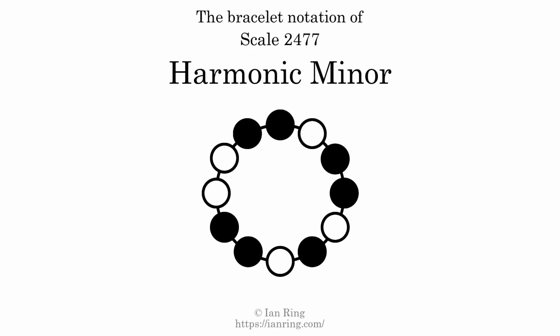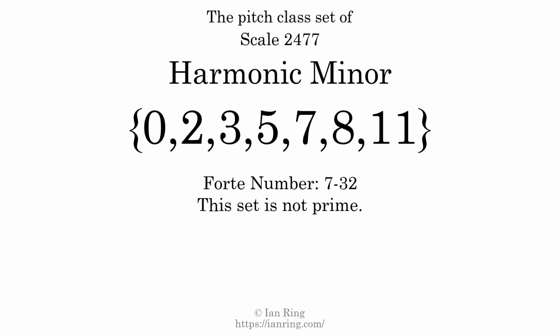This is a bracelet notation diagram of scale 2477. The shaded circles represent tones that appear in the scale, and they are read clockwise, starting at the top. The pitch class set for this scale is 0, 2, 3, 5, 7, 8, 11. The Forte class is 7-32. This set is not prime.